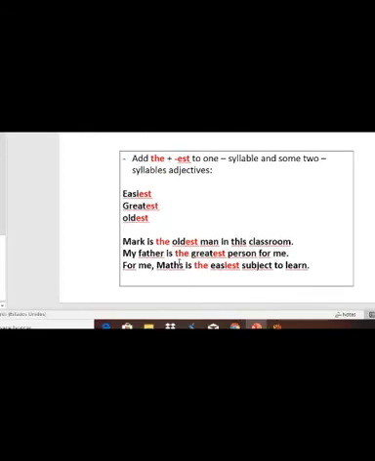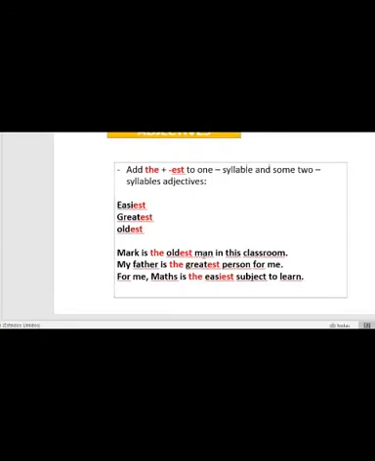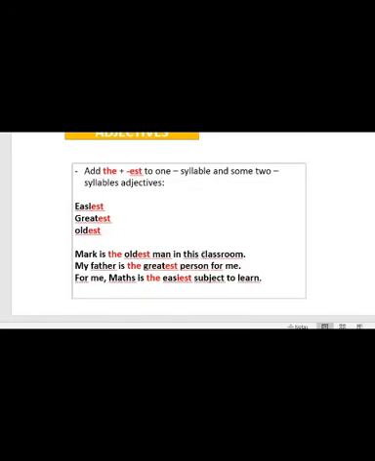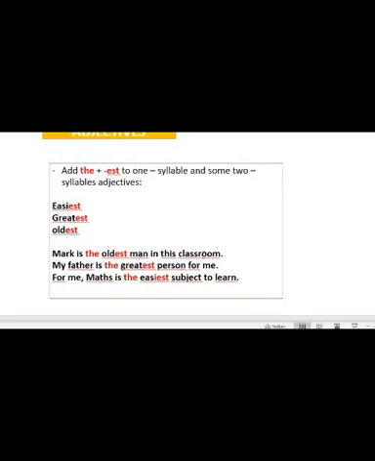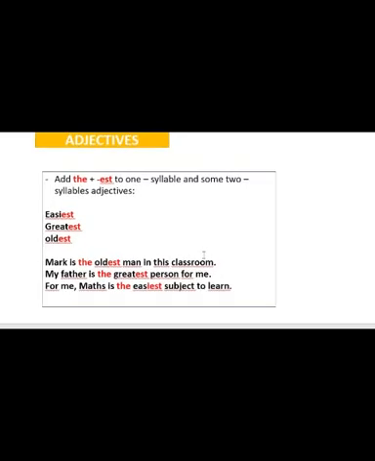Let's see the example. Here, Mark is the oldest man in this classroom. Can you see here we are applying the rule? We use the adjective plus est, and you continue with your sentence. The next example says, my father is the greatest person for me. And for me, maths is the easiest subject to learn.